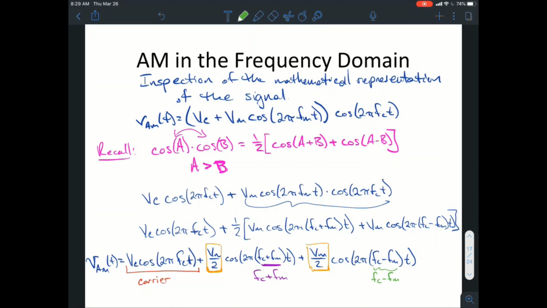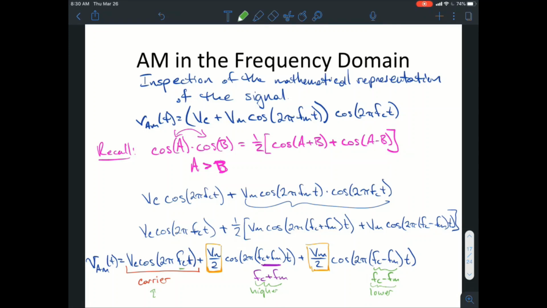You can think about this formulaically. You're going to have your carrier component, and then you're going to have your higher frequency and your lower frequency component. Each one of them has the cosine, has the 2 pi, has time, but you're going to have to be aware of what the frequency component is. So the frequency component of the carrier is always f sub c. The frequency component of your higher is always f sub c plus f sub m, and the frequency component of your lower frequency portion is always f sub c minus f sub m. And then for those higher and lower frequency components, you're always going to have their amplitude, the original amplitude of that message, divided by 2.